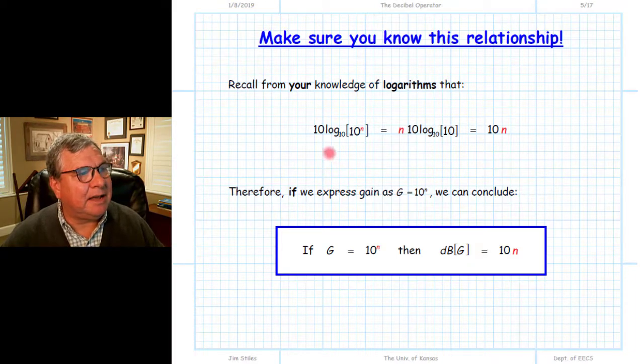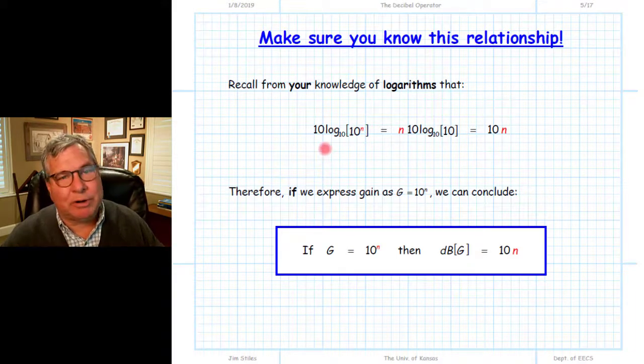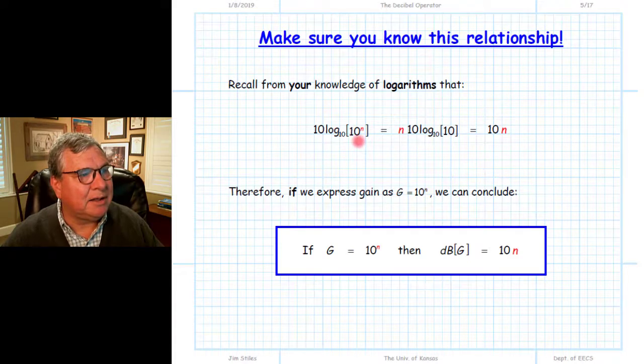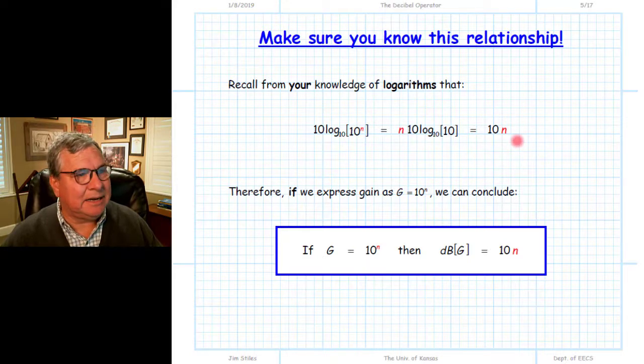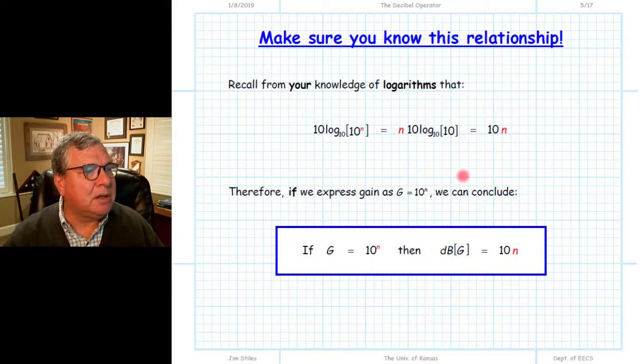If we apply the decibel operator to a value which is a power of 10, 10 to the nth power, we could rewrite that by pulling the n out front using the identities of logarithms. We can rewrite it in this form, n times 10 log 10 of 10. But 10 log 10 of 10 is 1, and therefore this result simply becomes 10 times the value n. It doesn't have to be an integer value.